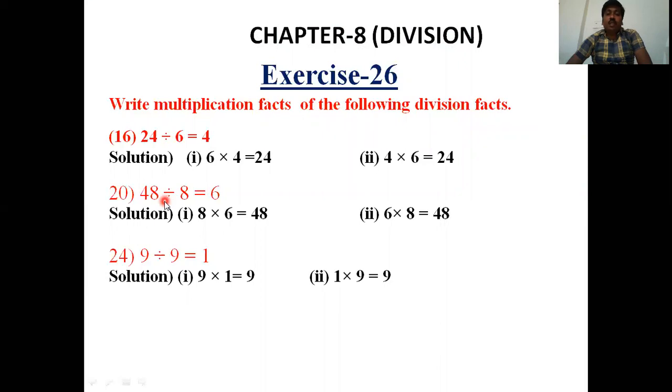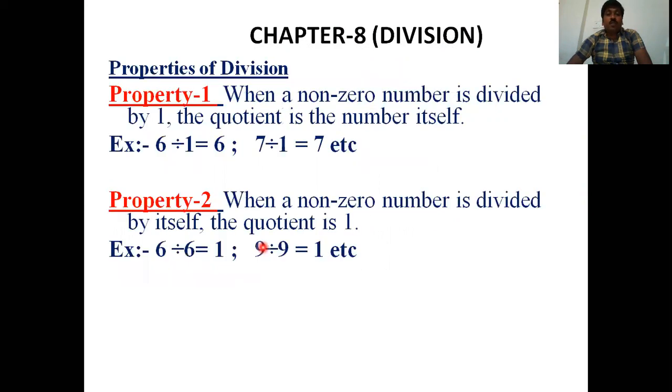And in the same way, we can find the multiplication facts of 48 divided by 8 is equal to 6: 8 into 6 is equal to 48, and 6 into 8 is equal to 48. Okay, children. Now in this way, we can find the division facts of the multiplication facts. Okay. Now let us take another topic, properties of the division.